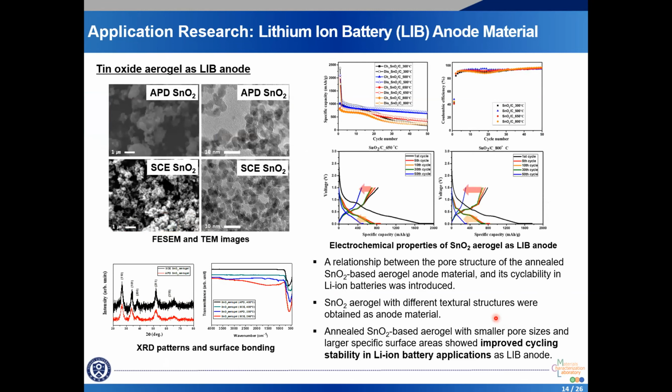In this study, tin oxide aerogels with different texture structures were obtained for application to anode materials in lithium-ion batteries. This study revealed a relationship between the pore structure and cyclability as anode material. The prepared metal oxide aerogels with smaller pore sizes and larger specific surface areas showed greatly improved cycling stability in lithium-ion batteries. Due to suitable pore properties, it can enhance the cycling stability.